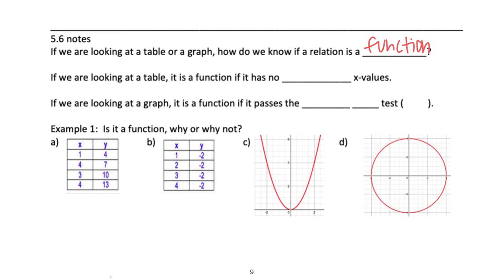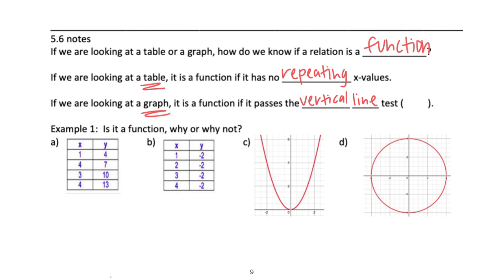Good question. If we are looking at a table, it is a function if it has no repeating x values. So if all of the x's are different, then it is a function. If you're looking at a graph, it is a function if it passes the vertical line test. So let's look at these examples below and see if we can figure it out.